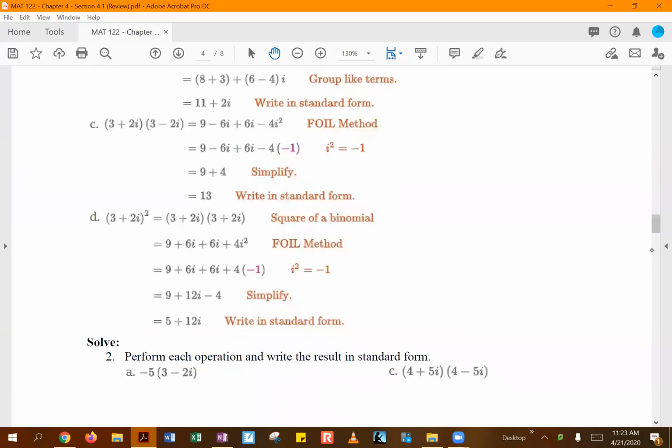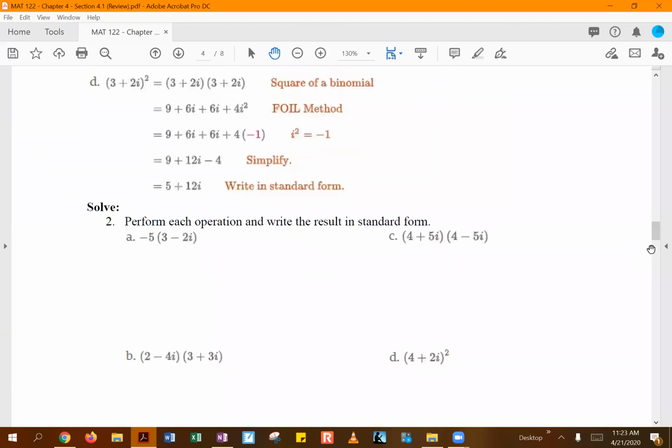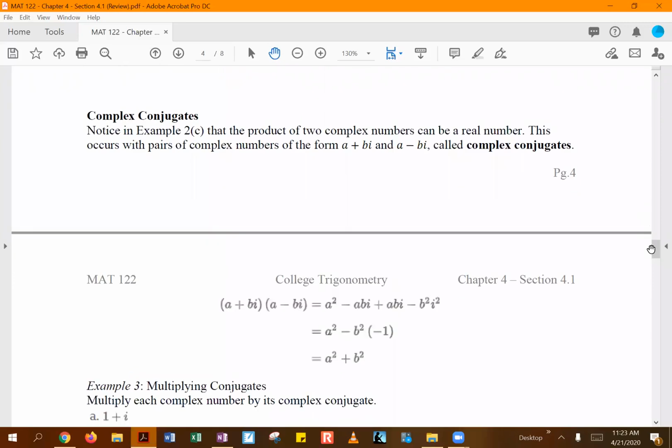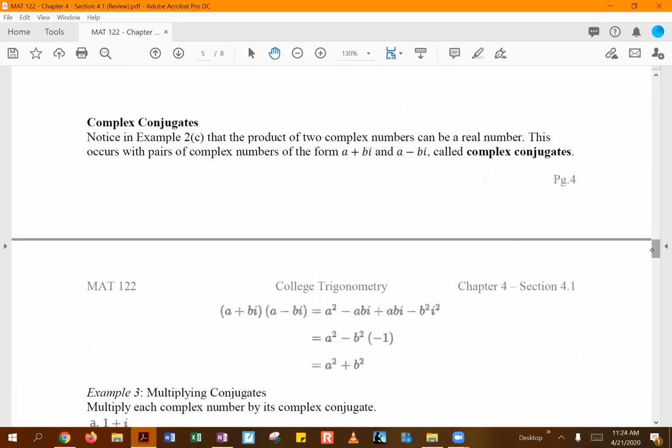If you remember any of your other multiplication formulas, you can definitely use those, like in this case, multiplying with the conjugates. If you're multiplying with the conjugates, then remember it's the square of the first term minus the square of the second term. You can use that, or you can just use the FOIL method. So that's multiplication.